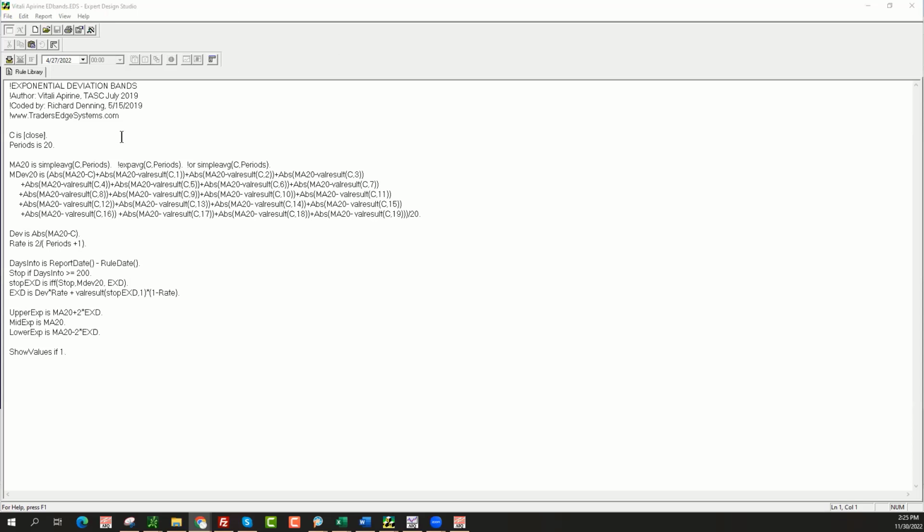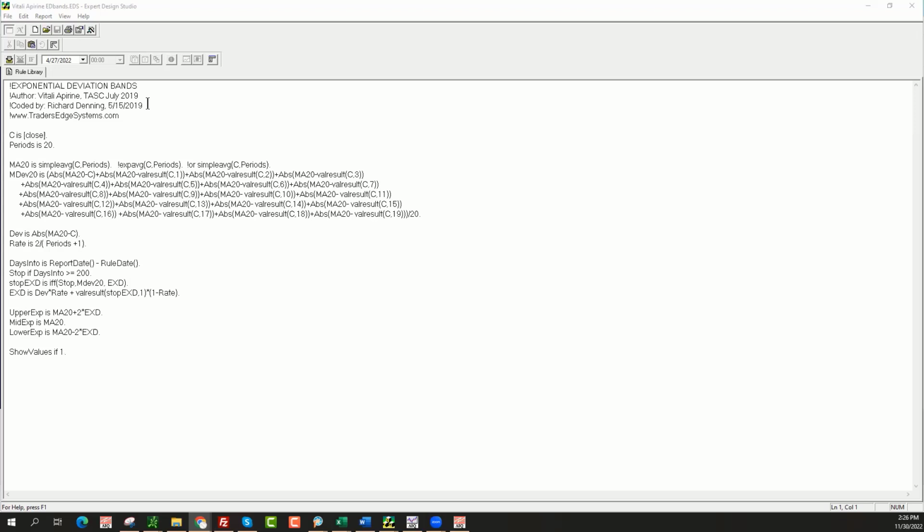Again, the calculation in here is not of interest for us. Thank you to Rich Denning, of course, for coding this back in 2019. This one was from the Traders Tips in the Technical Analysis of Stocks and Commodities magazine. If there is an article in there that has an indicator they're discussing, and we are able to code it within the framework of Expert Design Studio, we usually do, or Rich Denning does that for us, and that is then available for us to use within the software. So that's where this one came from.